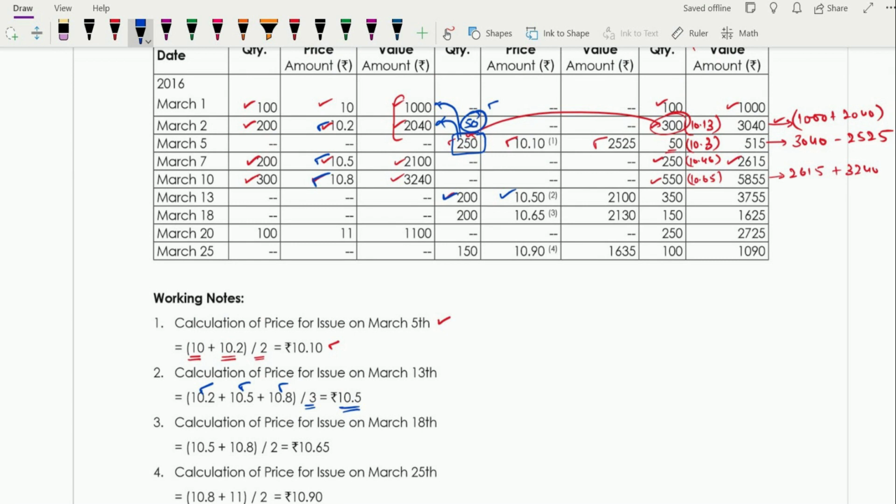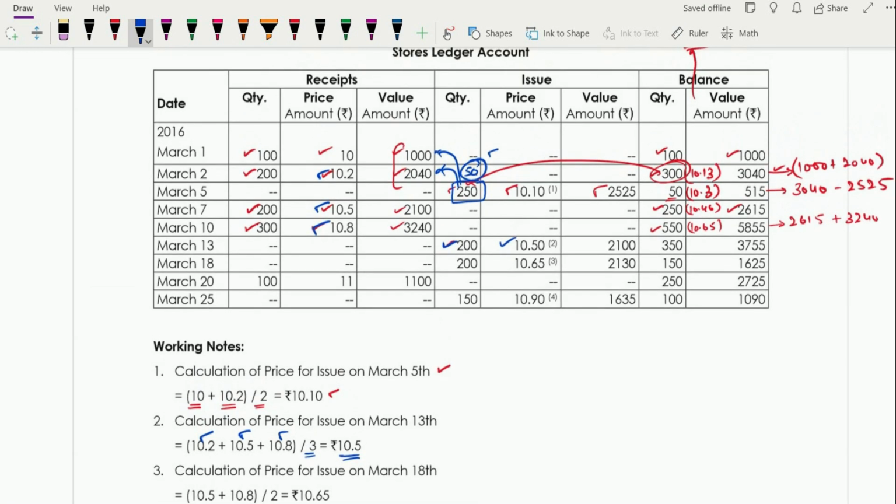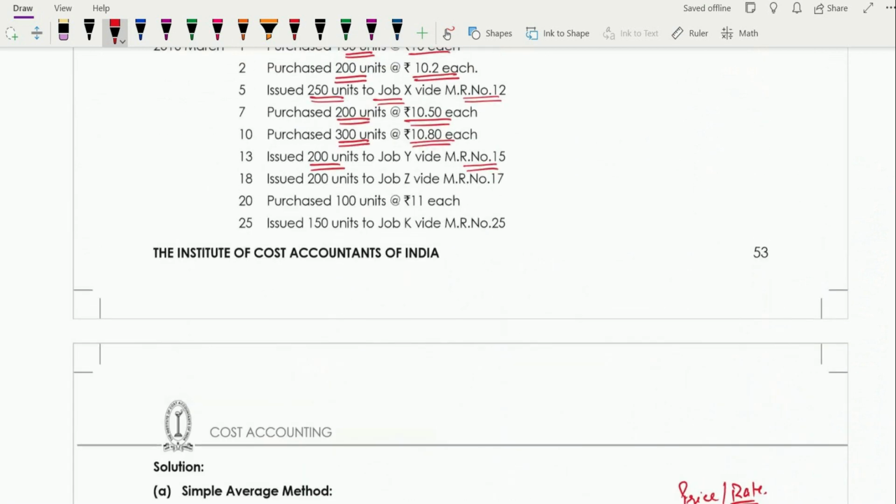Clear? So the remaining quantity is how much? What is the remaining quantity, sir? This is the value and the remaining quantity is 350. Out of 550 units, you have issued 200. So the remaining is 350 and this is the value. This value is 5855. That is the balance value on the previous date minus the issue value, that is 2100. Right? Now, next, on March 18, you have issued again 200 units to job Z, vide MR number 17.